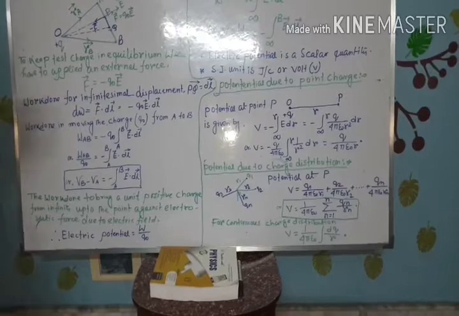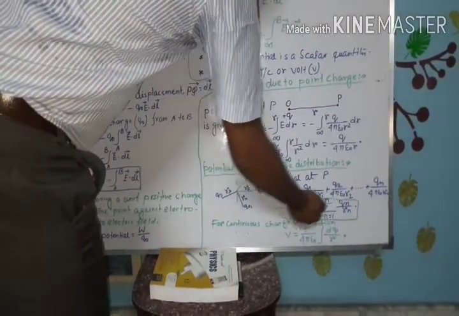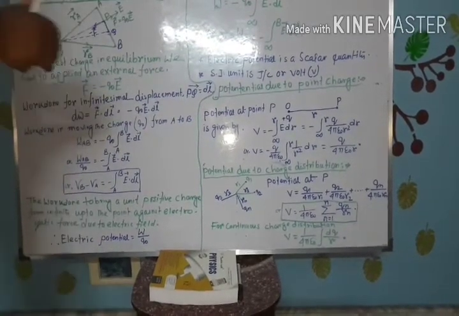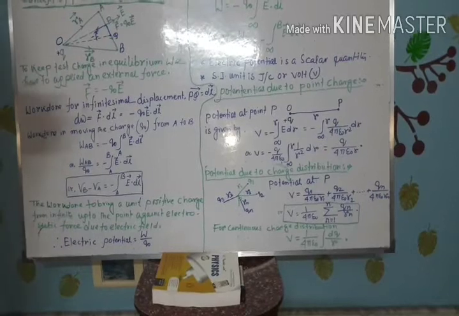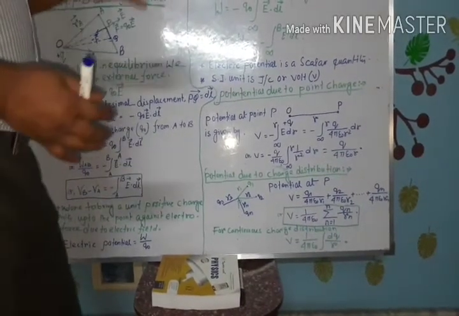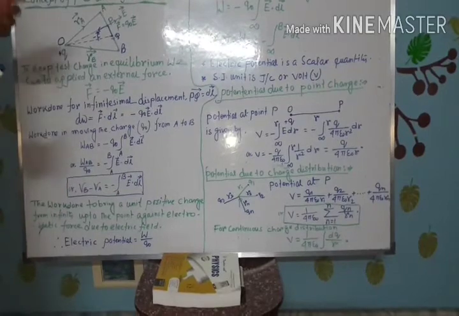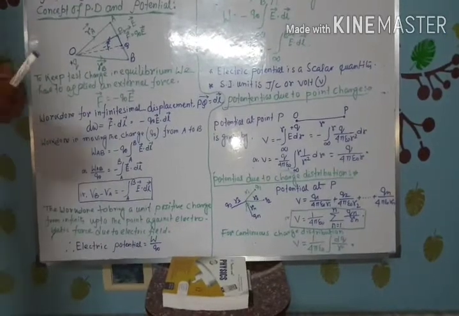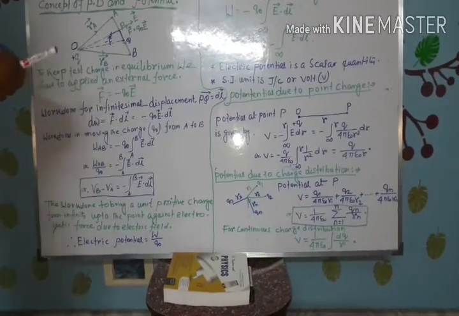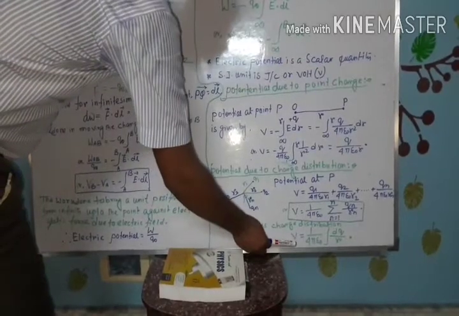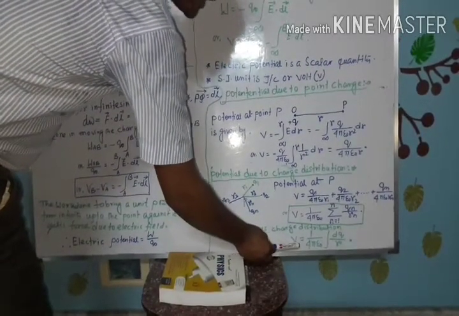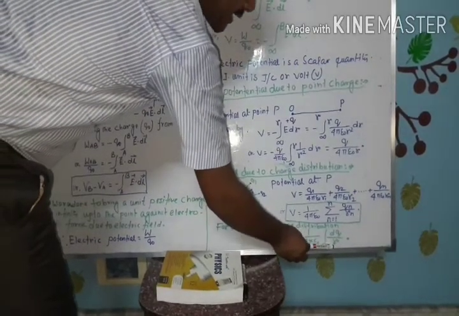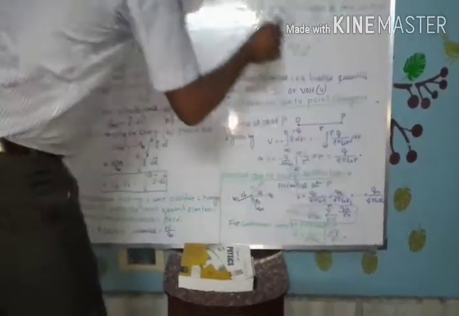Now this applies whenever the charge distributions are discrete, but if the charge distribution is continuous, as we know from the previous chapter, there are three types: linear charge distribution, surface charge distribution, and volume charge distribution. For that type of continuous charge distribution, the electric potential can be calculated by the formula V equal 1 by 4 pi epsilon naught integration dq by r. So now remember this portion.